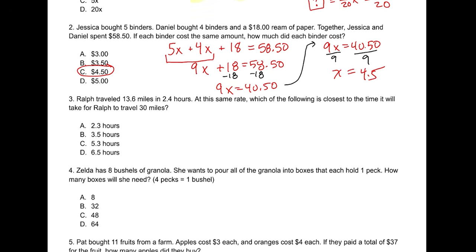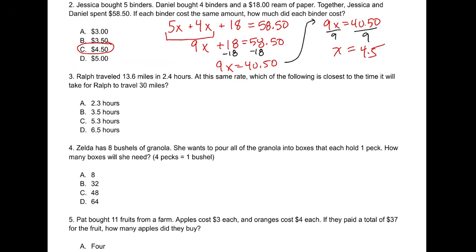Number 3 says Ralph traveled 13.6 miles in 2.4 hours. At this same rate, which of the following is closer to the time it will take him to travel 30 miles? So this is going to be another proportion problem where we're relating miles to hours. So 13.6 miles is to 2.4 hours. We want to use that ratio to find the number of hours it's going to take him to travel 30 miles.